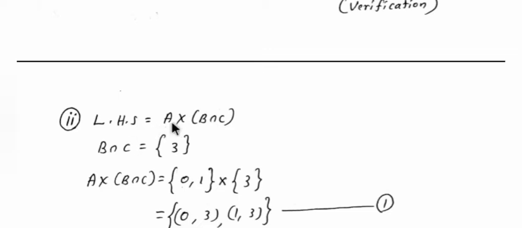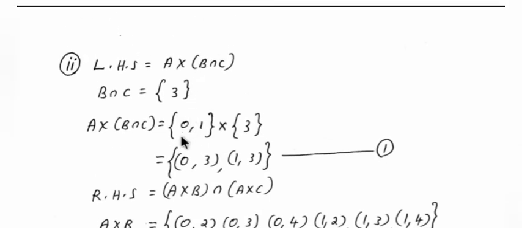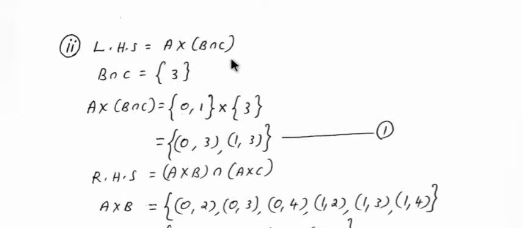Then find out the whole LHS, A cross B intersection C. A cross B intersection C is nothing but, first write the set A. A is 0, 1. Then put this cross. Then write this set B intersection C, that is the set 3. Then take cross product. Do as the previous problems in exercise 1.1. We get this set. Then put equation number 1. Since here LHS is over.